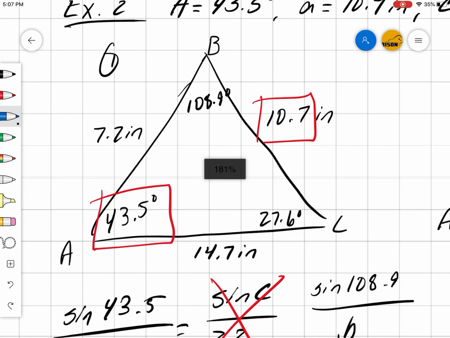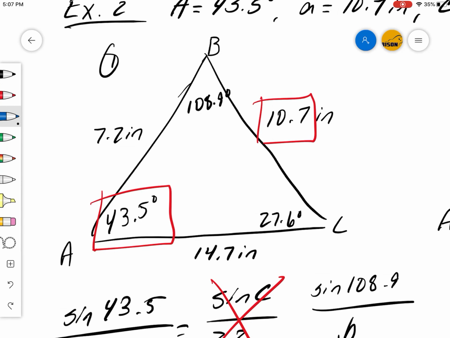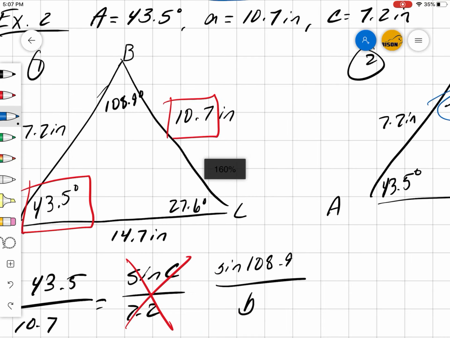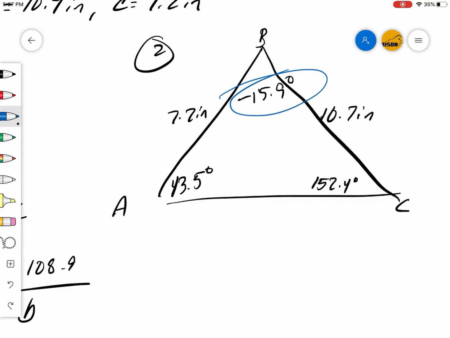Let's make sure we are good on triangle 1. So the smallest angle is 27.6. That's across from 7.2. That's the smallest side. We're good there. Middle angle is 43.5. That's across from 10.7. That's okay. And biggest is biggest on B. Okay, so triangle 1 works out. But what we have to ask ourselves is, is triangle 2 going to work out?